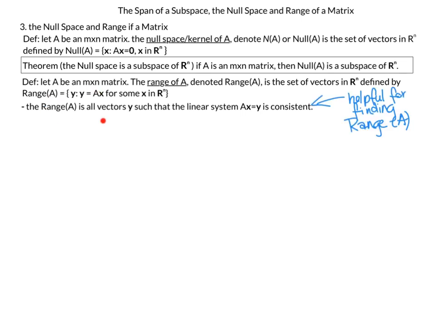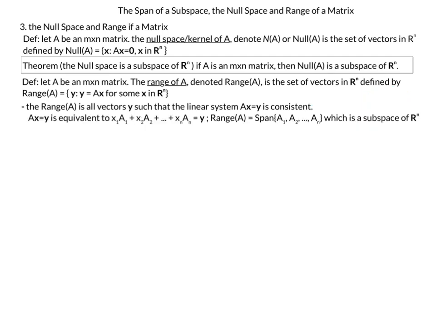So this fact here is really helpful for finding the range of A. The range of A is all vectors y such that the linear system Ax equals y is consistent. And another fact that's helpful is, if you recall, that Ax = y is equivalent to multiplying each component of x by its corresponding column vector of A. So range of A, looking at this form, is equal to the span of the column vectors of A. So this is also very helpful for finding the range of A.